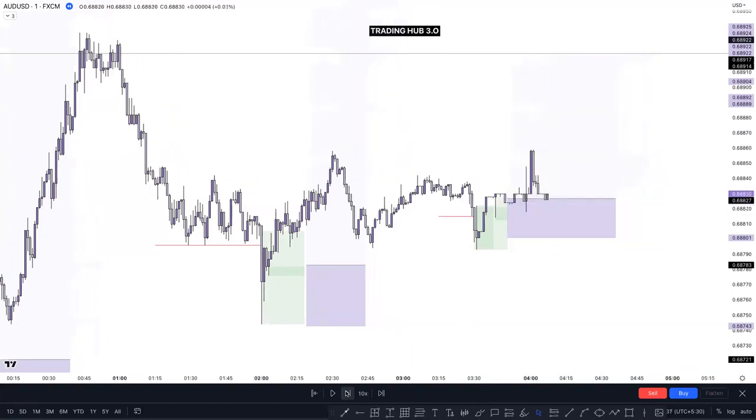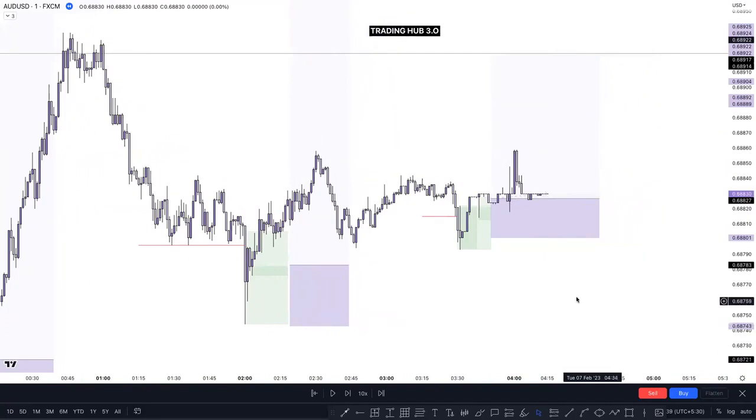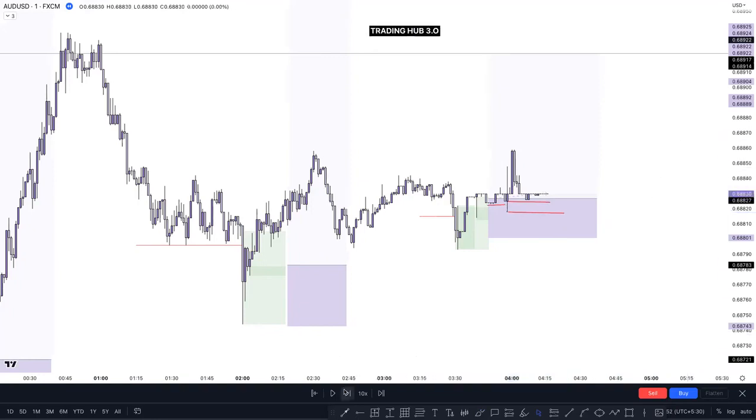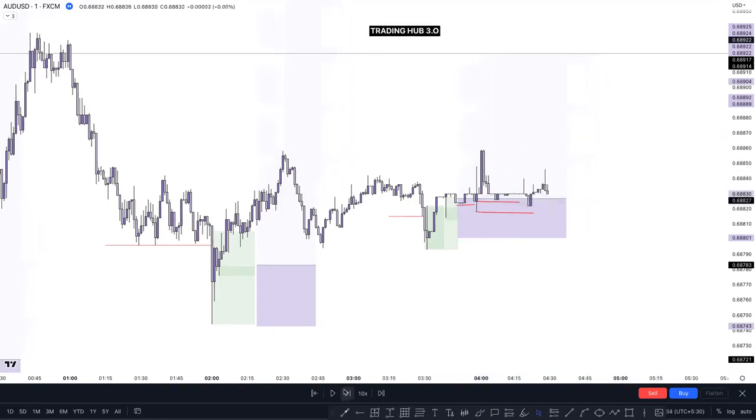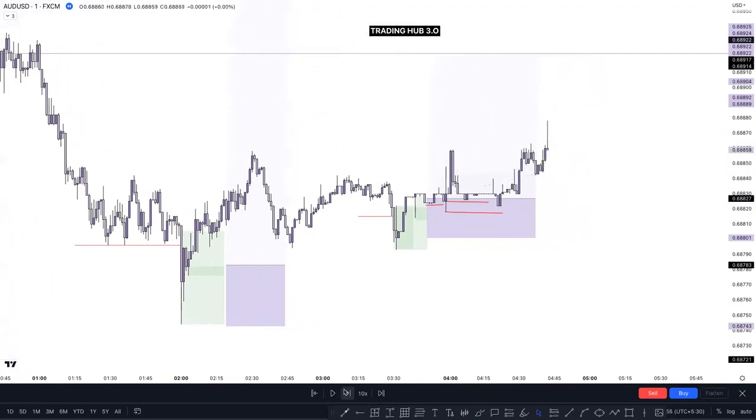Okay. And this is the 1 minute. If you want to scale here, the previous structure has taken out liquidity, so you can add one more position here based on the 1 minute time frame. Liquidity sweep here. Okay, mitigate and push higher again.